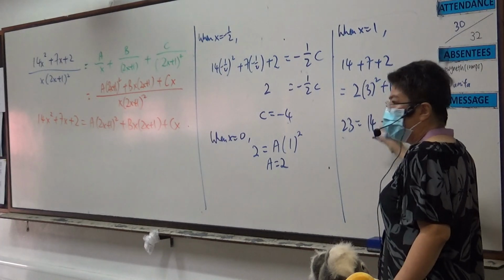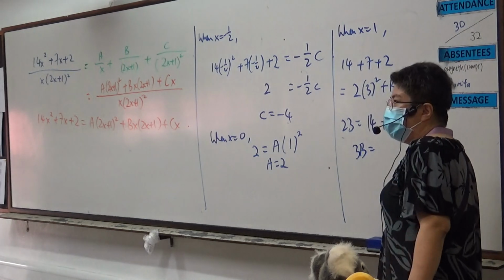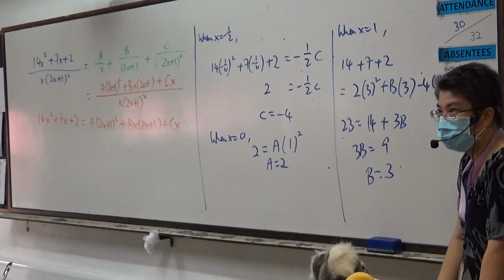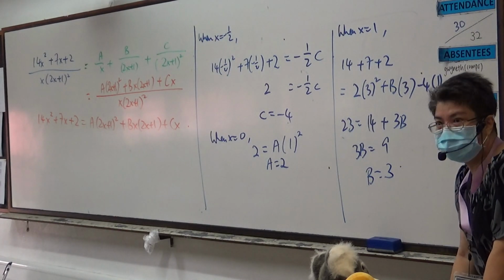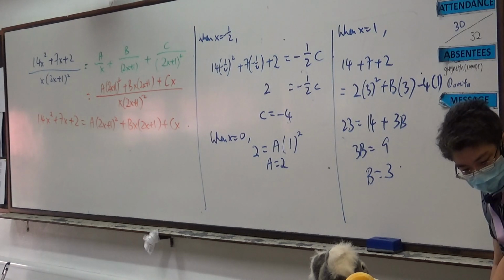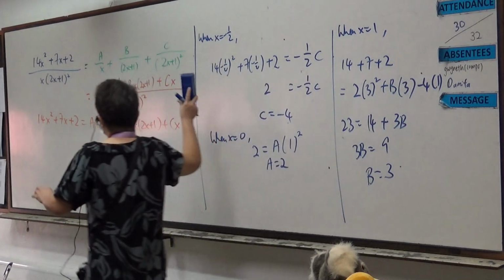Isn't this 3b? So what's 3b? What's 23 minus 14? 9. So what's b? b is 3. Everybody clear? This is your partial fractions. Are we okay? Are we okay? Yes or no? Okay.